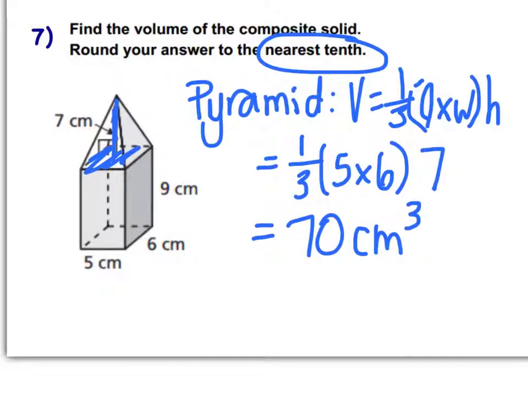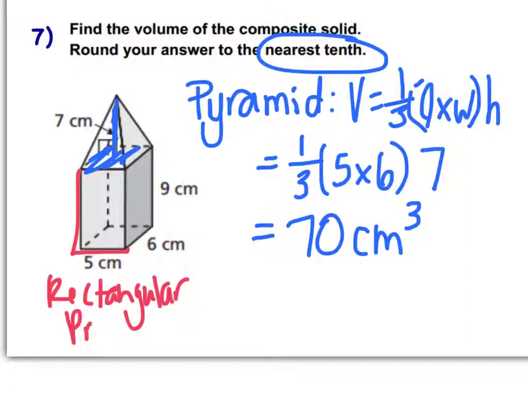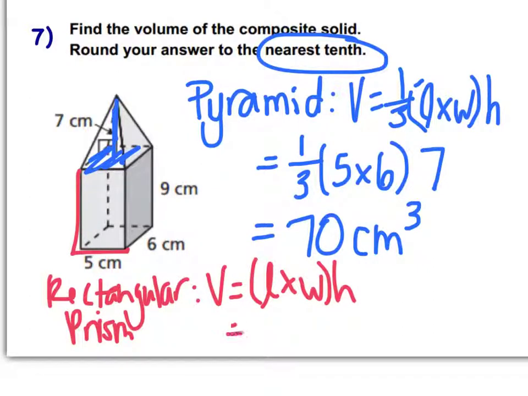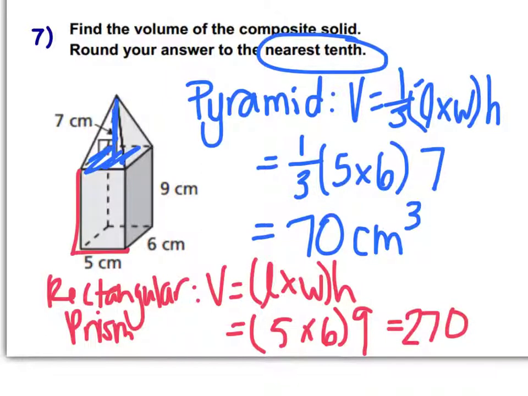centimeters cubed. All right, and the bottom part right here, I have my rectangular prism. And now I just need to do volume equals length times width times height. Plugging that straight in. 5 times 6 times 9. Grabbing that calculator. Looks like that's 240, or no, 270. Whew, that was a close one.